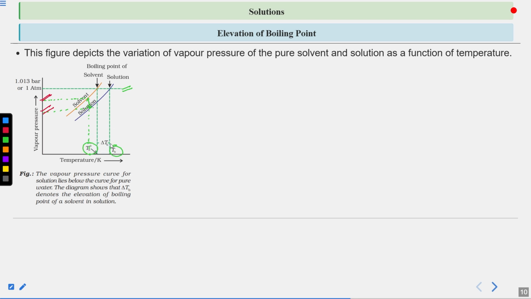Okay. So this is the important thing: due to this initial increase in the vapor pressure, the pure solvent reaches 1 atmospheric pressure easily as compared to the solution. And as a result, it starts boiling easily, because boiling starts only when the vapor pressure of the solution becomes equal to the atmospheric pressure or 1 atm.